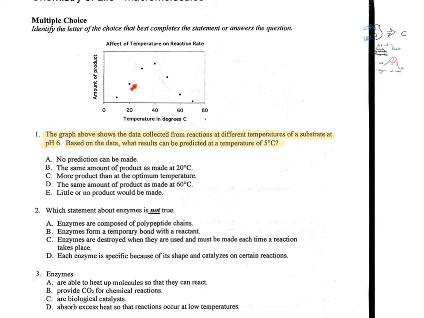Here it is at 20, and here it is at what looks to be about 10. So 5 would be about here. Where would it be? It'd be somewhere around here, right? It'd be at 0. So the answer here would be E. It would be E.